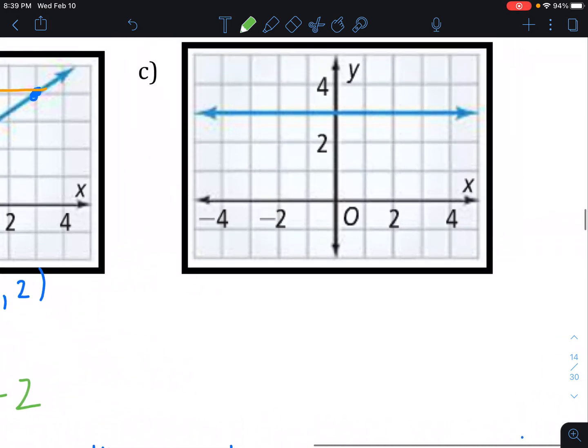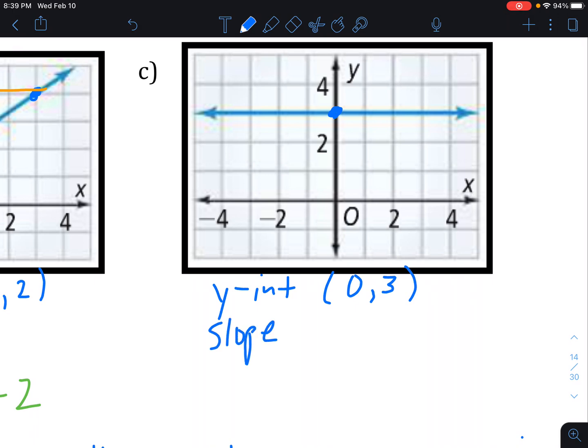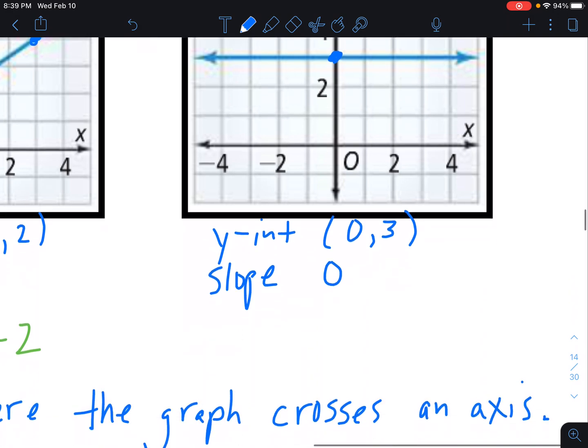Letter C is a special case. The y-intercept, just use what we've learned so far, the y-intercept is right here where it crosses the y-axis. So that's at 0, 3. That'll be my b. My slope is a horizontal line. That's a slope of 0. That's my m. So I'm going to go to my equation. Y equals mx plus b. But since 0 times x is 0, you cross that out, and you'll just write y equals 3.